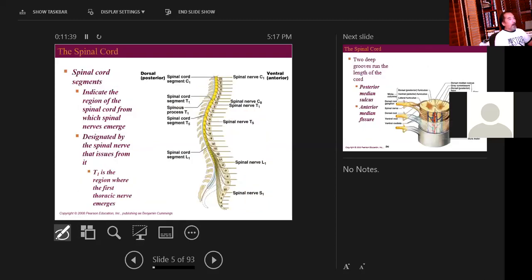All right, so the lateral view of the spinal cord. Just remember, there are 31 pairs of spinal nerves. But remember, how many cervical vertebrae do we have? 7. How many thoracic vertebrae do we have? 12. How many lumbar vertebrae do we have? 5. And how many sacral vertebrae fuse as one? We have 5.